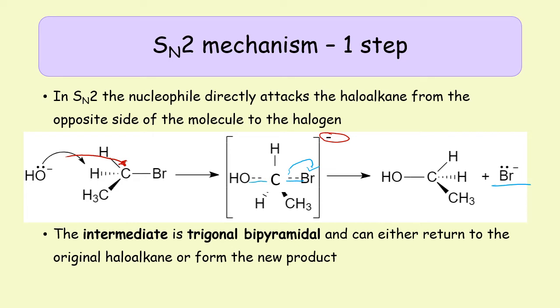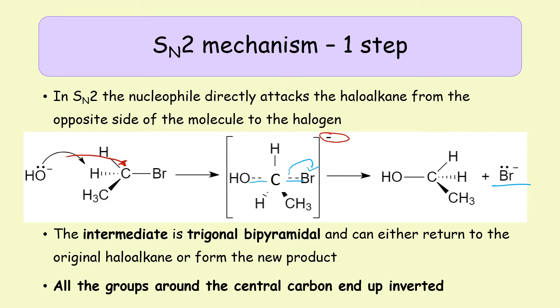So the intermediate in this case is trigonal bipyramidal, and it can actually go backwards because the OH group can add on and then can just fall off again. Or if you're pushing the reaction to completion, the halogen will come off. Remember those 2 partial bonds, square brackets around it with a negative charge, and you need an arrow showing that the carbon-bromine bond is broken with the electrons ending up on the bromine.